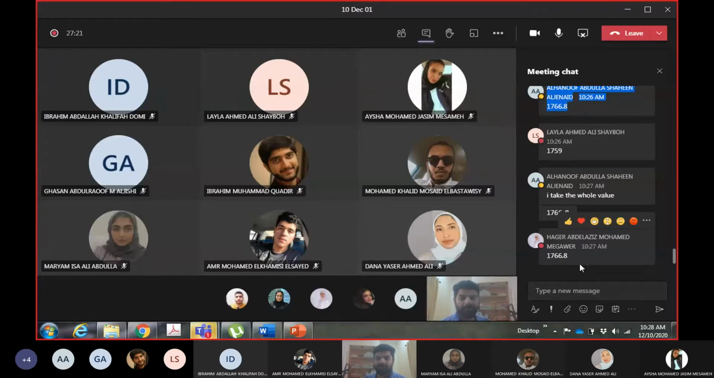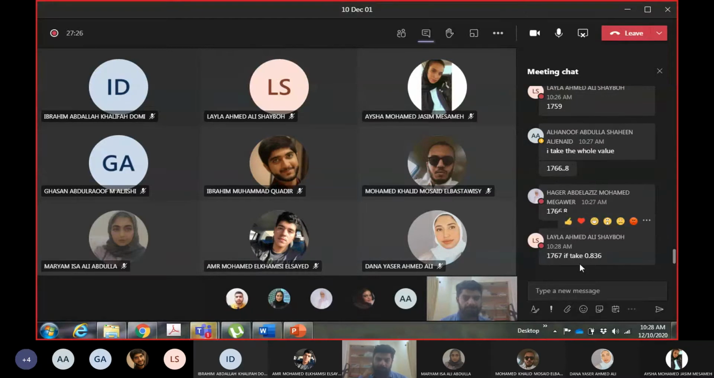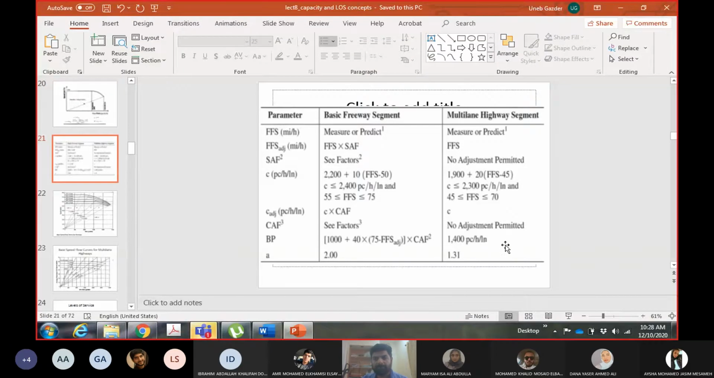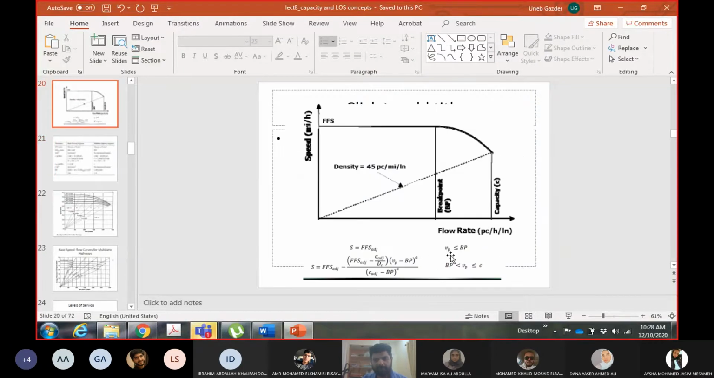So this is what I was asking. You will take 1767. Fine. Now, is VP less than the breakpoint? The breakpoint for multi-lane highways is 1400. My VP is more than the breakpoint, so S will be found using this equation.